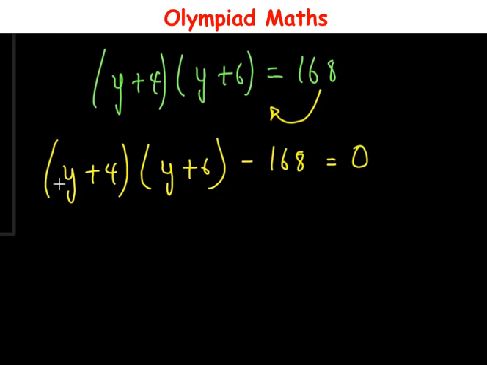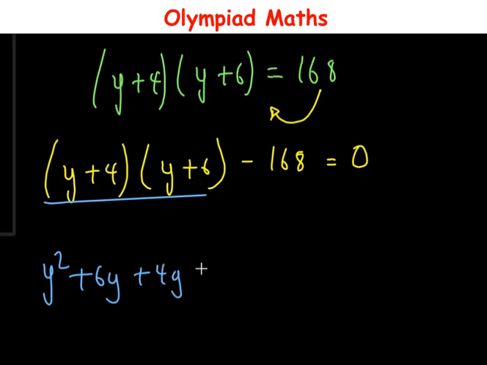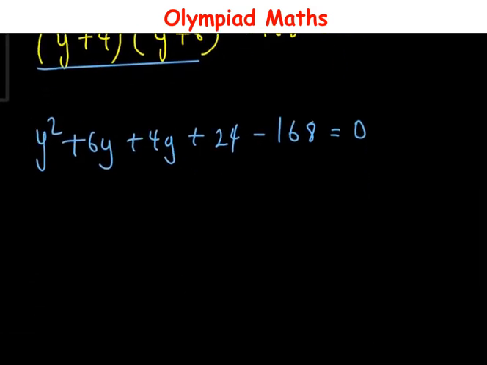With this, let us multiply this. We have y times y squared, y times plus 6 plus 6y, plus 4 times y plus 4y, plus 4 times plus 6 plus 24. Then we have minus 168 is equal to 0. So from this, we have y squared plus 6y plus 4y will give us plus 10y, then plus 24 minus 168, that will give us minus 144.